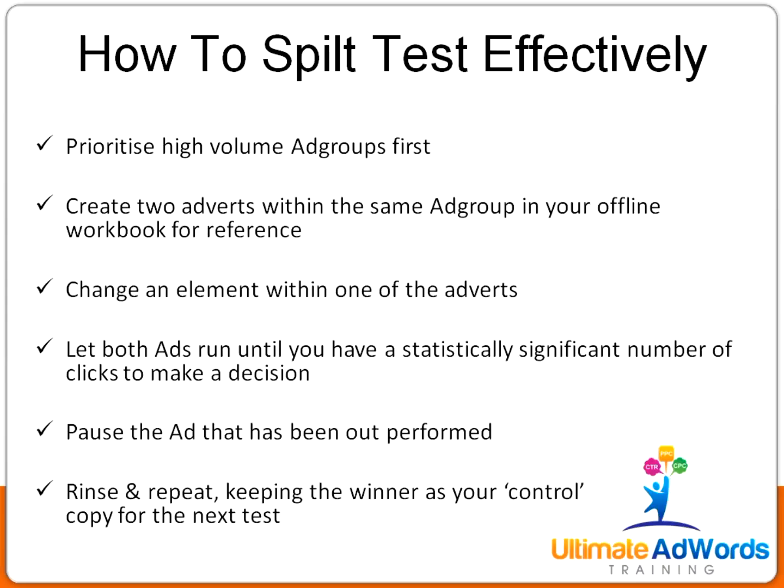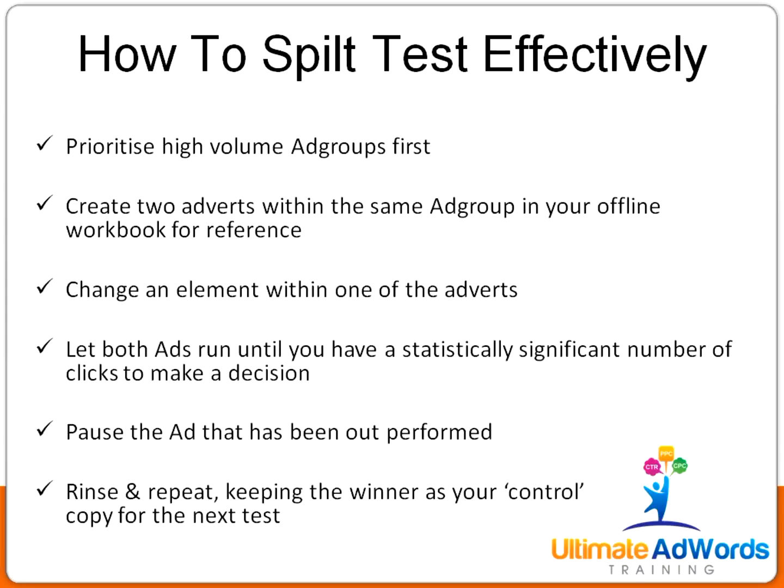To split test effectively, you want to prioritize the high volume ad groups first. There's no point spending too much time and keep changing ads in ad groups that only receive 1 or 2 clicks a month. You want to be running 2 adverts within the same ad group and keep a record in your offline Excel workbook that you used to set up your account originally.